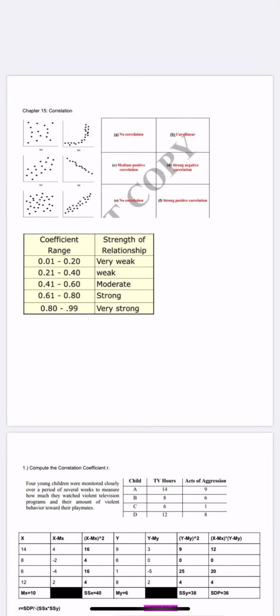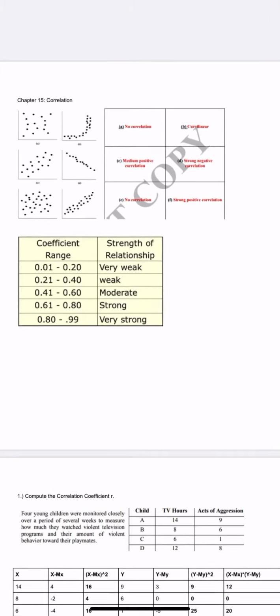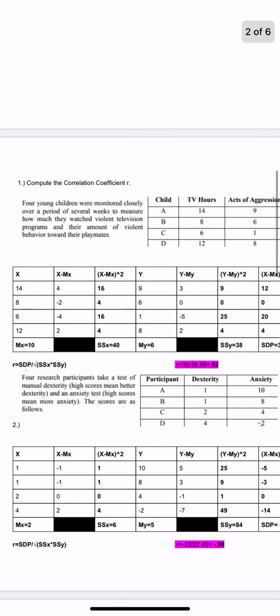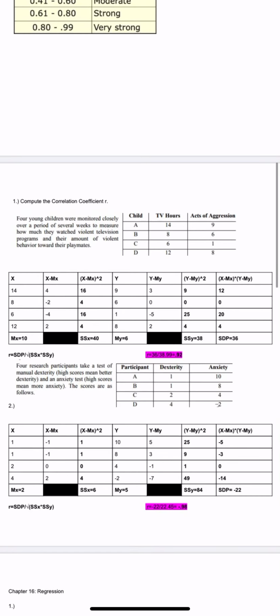Right, chapter 15 and 16 worksheet. Chapter 15 is based on correlation. Go back to the lecture, listen to the first 10 minutes of it if you want to understand exactly what correlation is. This video is going to be for how to do all the computations that you will be tested on.